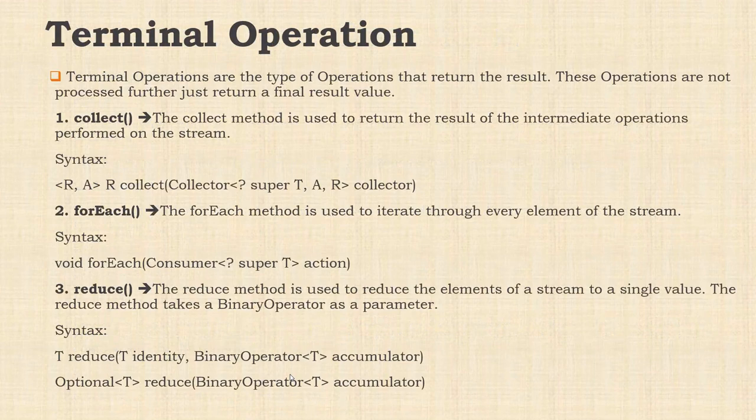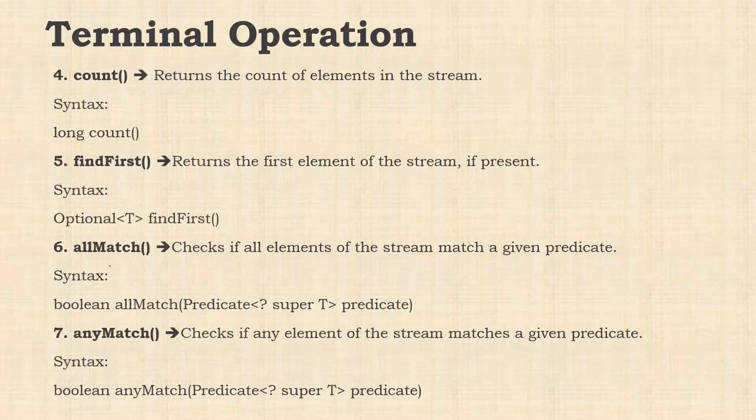We'll see the basic explanation of everything in the coding questions. This is the overview. So these are the terminal operations. We have some terminal operations: collect is a terminal method, forEach is a terminal method, reduce is a terminal method. So we can perform terminal operations with the help of these methods. And we also have count, findFirst, allMatch, and anyMatch. So these all are the terminal operations which we use in the Java Stream API.